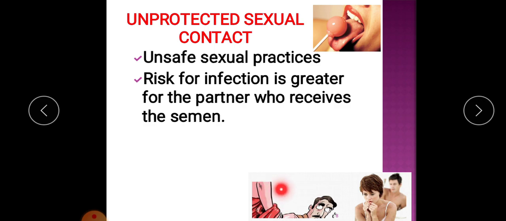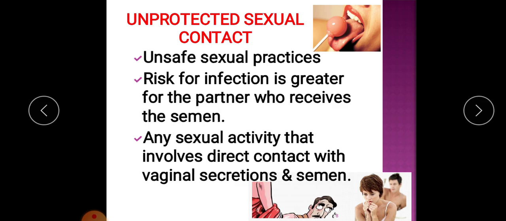So once a male performs anal sex on a different person, or from a male to a female also, then that can be a means of transmission. Any sexual activity that involves direct contact with vaginal secretions and semen. So that's it.